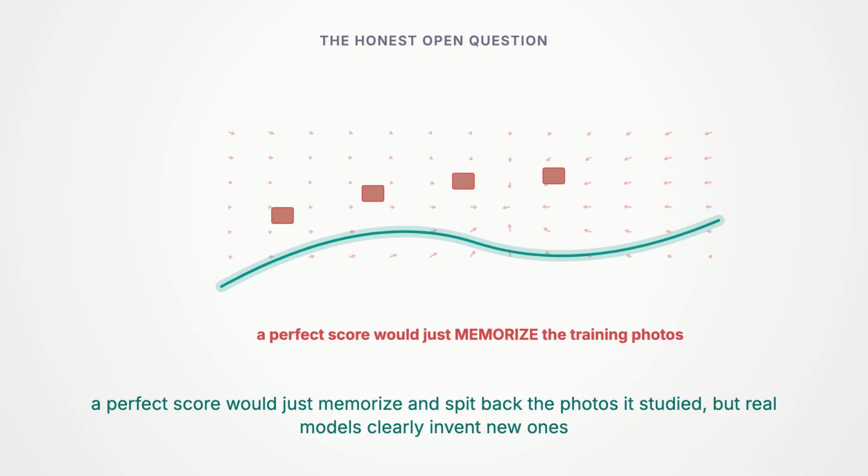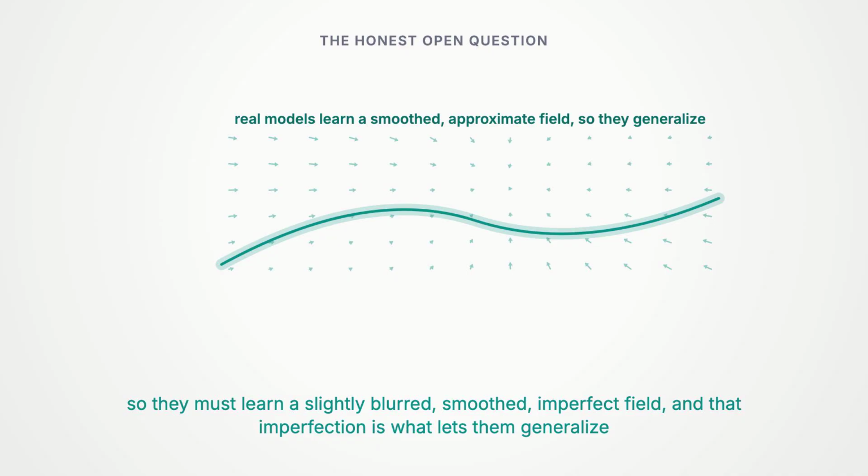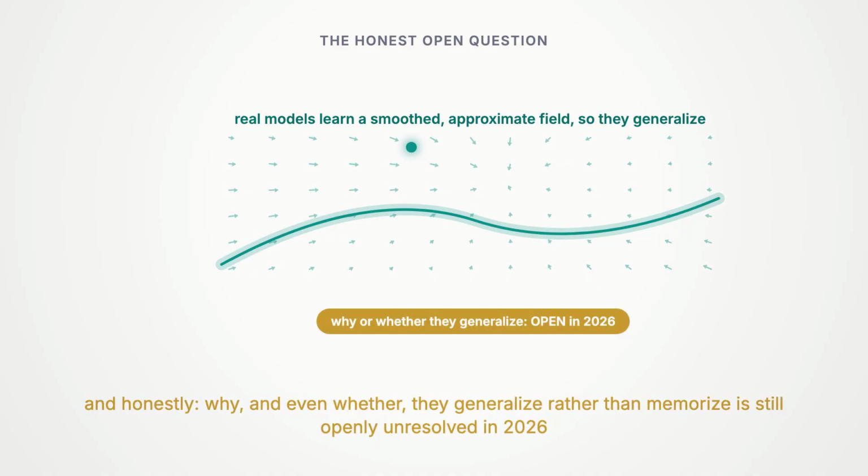So the truth must be that they learn a slightly blurred, smoothed, imperfect version of the field, and somehow that very imperfection is what lets them generalize instead of photocopy. And here is the genuinely honest part. Exactly why, and even whether, they generalize rather than memorize is still openly unresolved research in 2026. People are publishing on it right now. So when someone tells you a diffusion model learns the exact gradient of the data, gently correct them. It learns a smoothed approximation, and that smoothing is doing quiet, not fully understood work.